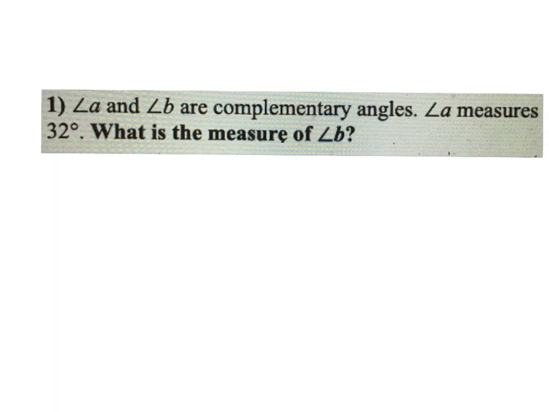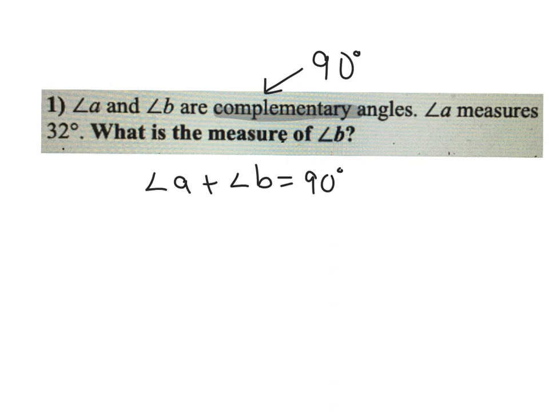Angle A and angle B are complementary angles, which means they add up to 90 degrees. So angle A plus angle B equals 90. Angle A measures 32 degrees, so we can substitute the number 32 in for angle A, and we know that you're going to add something so that it adds up to a total of 90 degrees. From here, we do opposite operations to figure out the missing angle B.